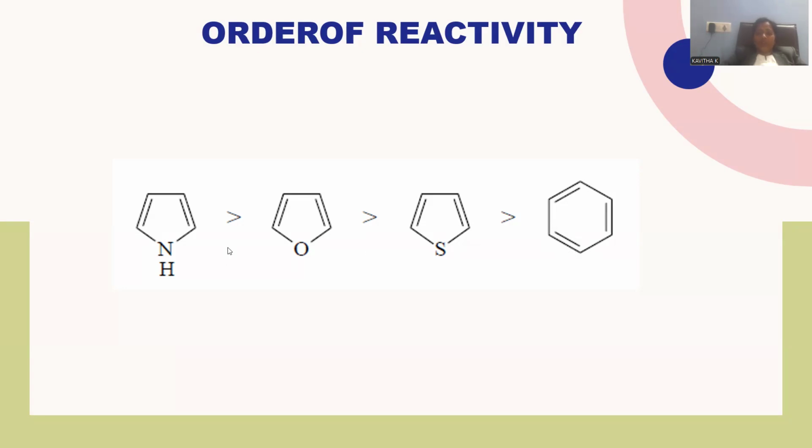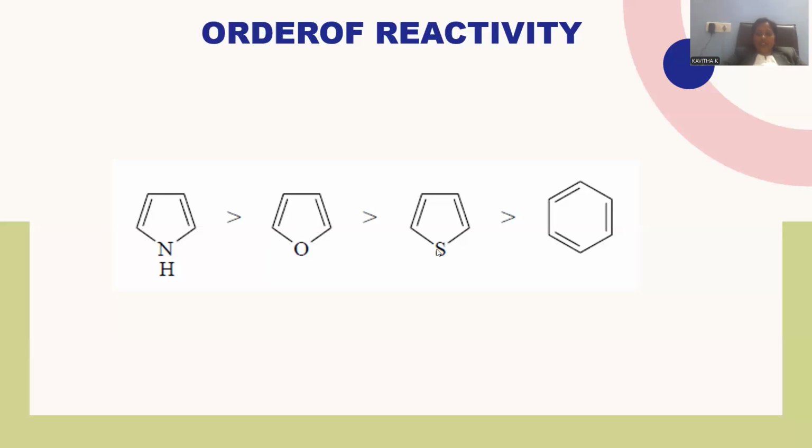This is because all five-member ring systems are pi excessive in nature, so they have electron richness. They are more susceptible to electrophilic substitution in comparison to benzene. But among all these, pyrrole is more reactive. That is because of low resonance energy. Furan is somewhat less reactive. That is because of the electronegativity of oxygen. It will withdraw the pi electron density towards the oxygen, so to some extent that electron density is diminished.